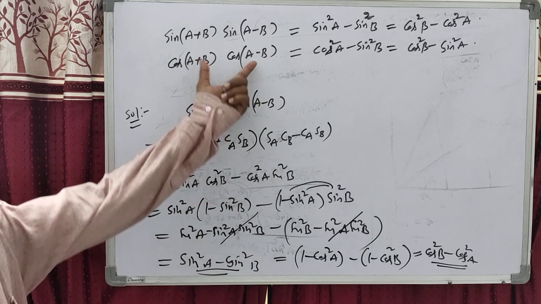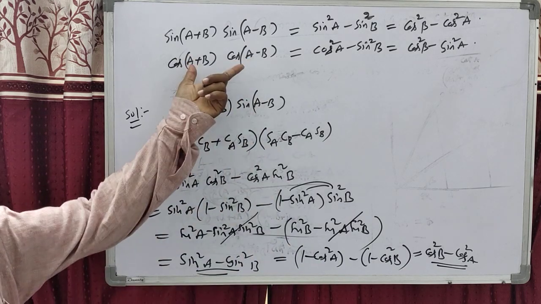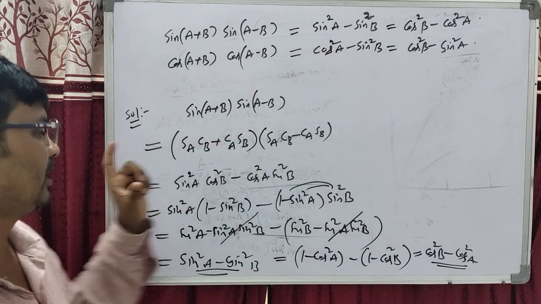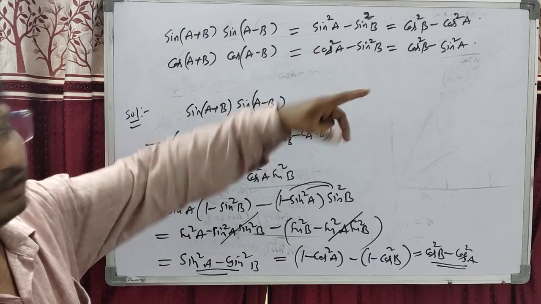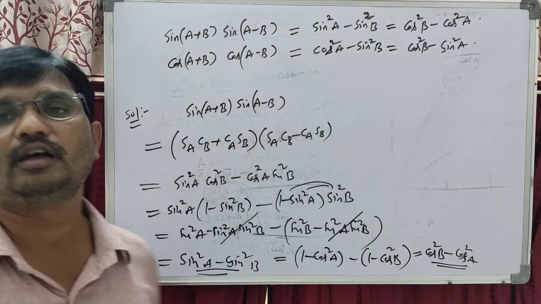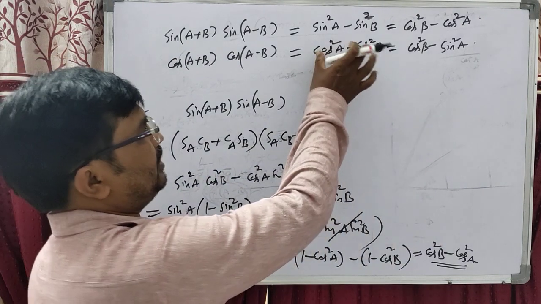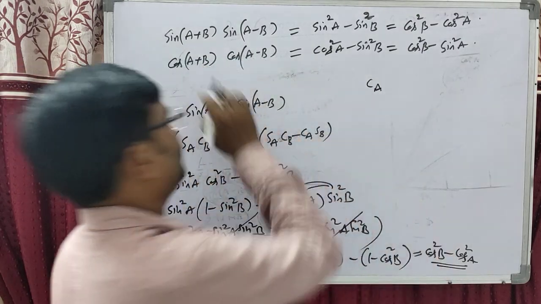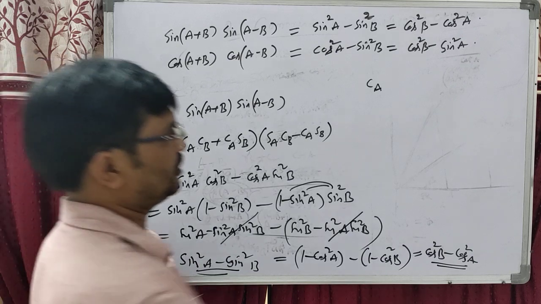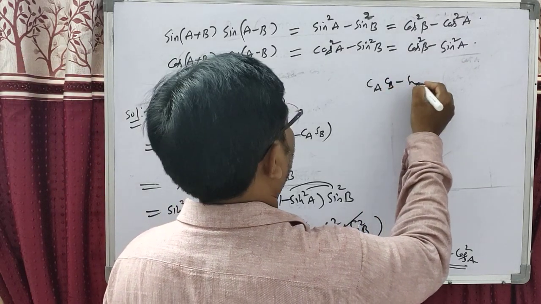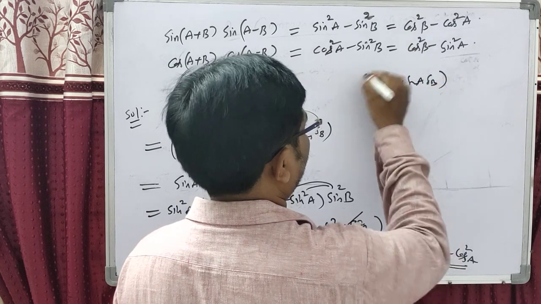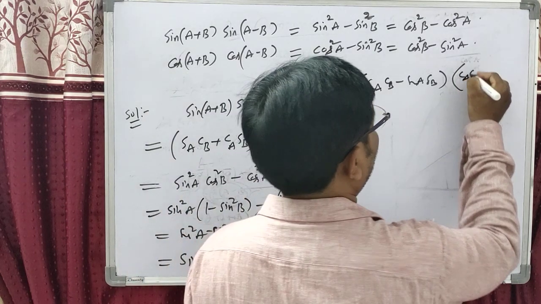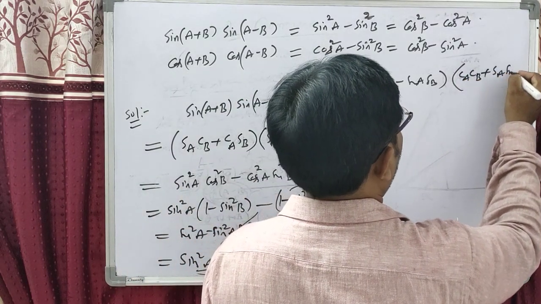Similarly, students, you can write the first one, cos of (A plus B) into cos of (A minus B). You can keep cos square A as it is, and then write sin square B as 1 minus cos square B. Therefore, dear students, for cos (A plus B) into cos (A minus B), what is the formula of cos (A plus B)? Cos A cos B minus sin A sin B. And the other one, cos (A minus B), is cos A cos B plus sin A sin B.